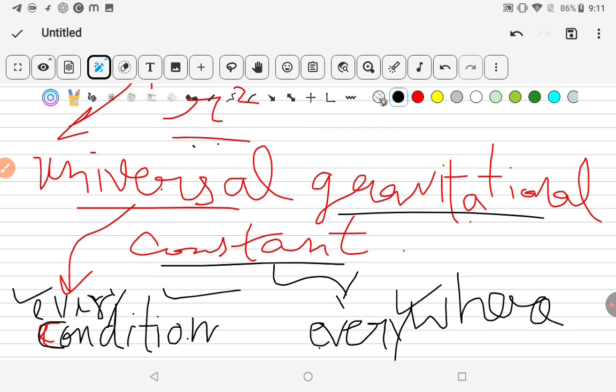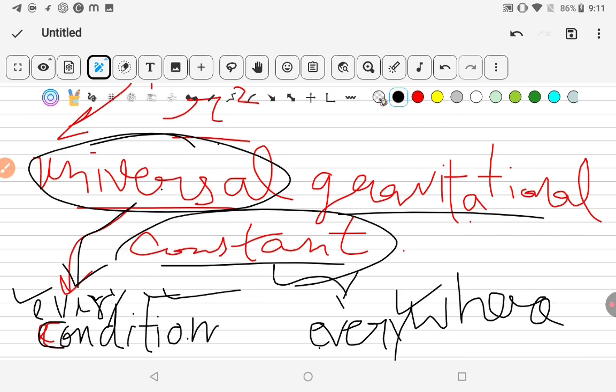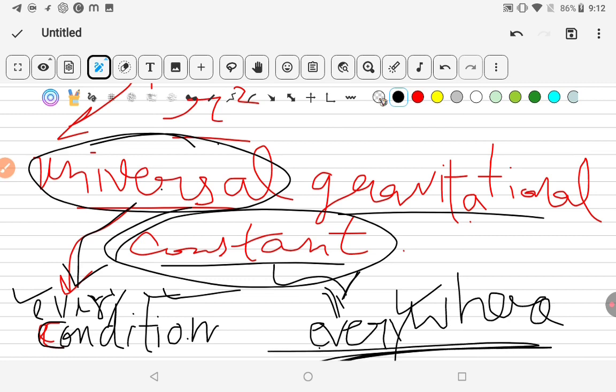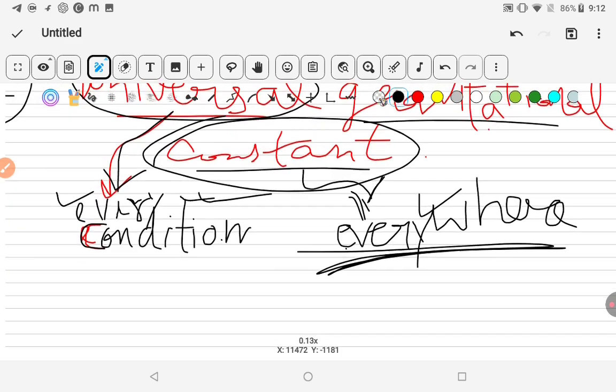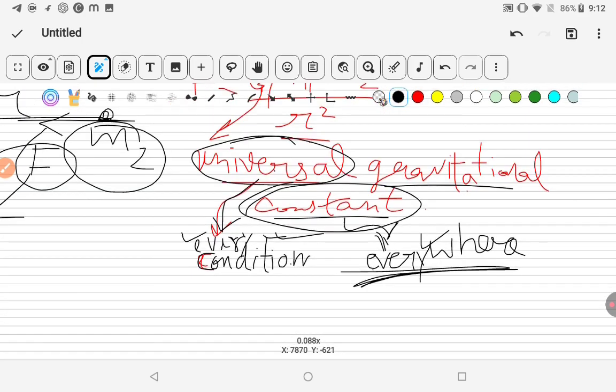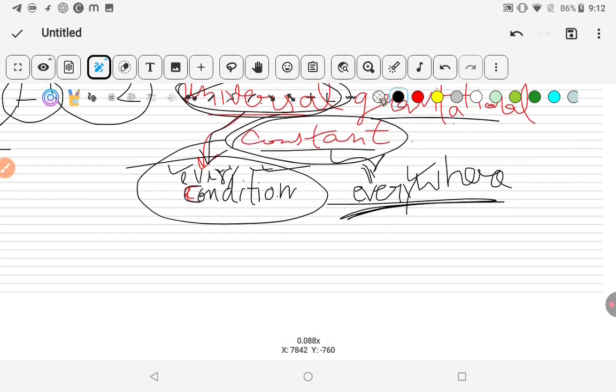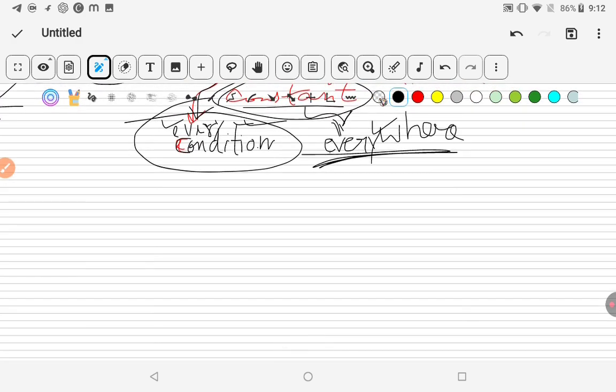Universal means the value of G will be the same in every condition, and constant here signifies that the value of G will remain the same everywhere, even on Earth, even on Mars, even on Venus, every planet and everywhere in the universe. And most importantly, why is universal applied? Because in every condition the G value would be the same. Now I'm again and again saying G value, but what it actually is, let us see.